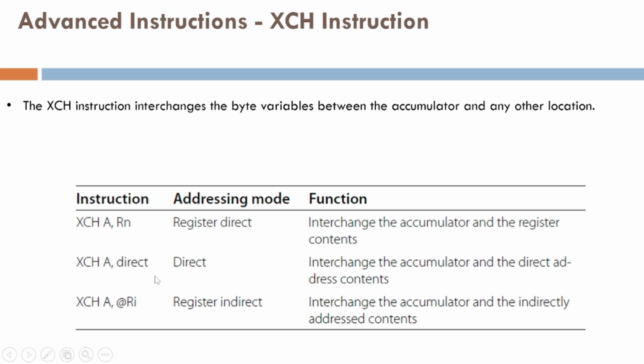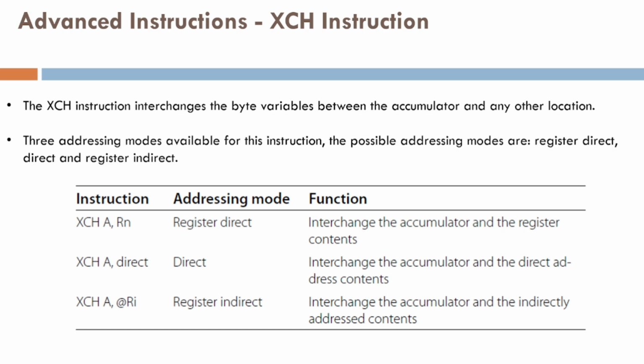Now in this case, we have XCH A, @Ri. Here, @Ri means we will have to consider register 0 and register 1. This will act as the memory pointer, and the content will be exchanged with the accumulator. Now let's see how it happens with an example.